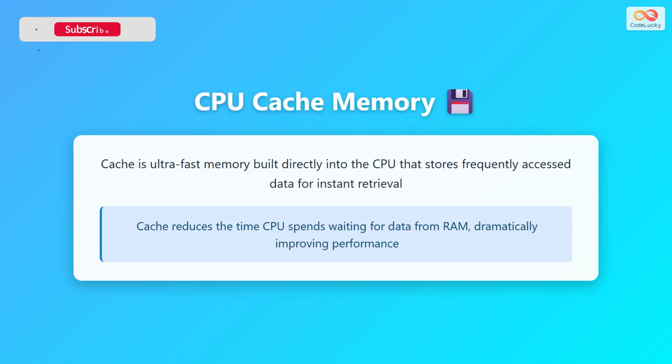Cache is ultra-fast memory built directly into the CPU chip. It stores frequently accessed data so the processor can retrieve it instantly. Instead of waiting for data to come from the much slower RAM, the CPU can grab it from cache immediately. This dramatically improves overall performance.